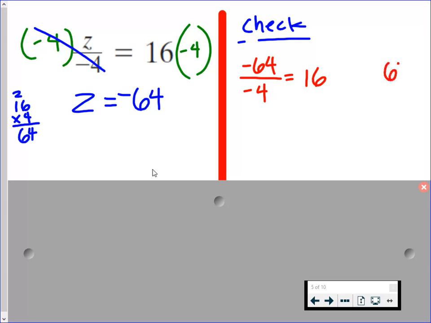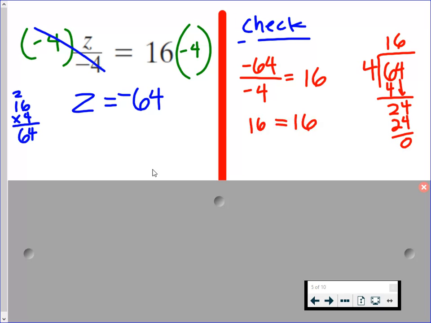Well, I don't know 64 divided by 4, so let's just try. 4 fits into 6 one time. Negative divided by negative is a positive. Looking good. If you've missed my triple beam balance drawing, here it is. Looks like it balances out to me.